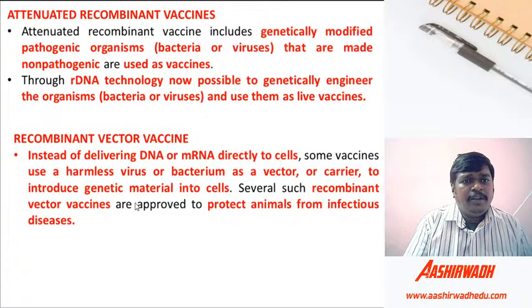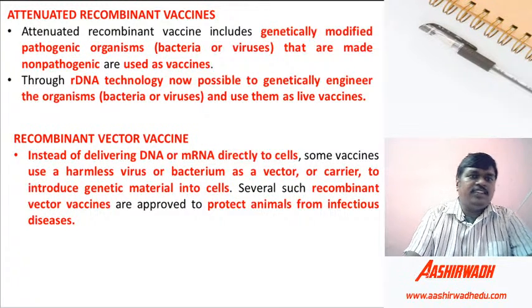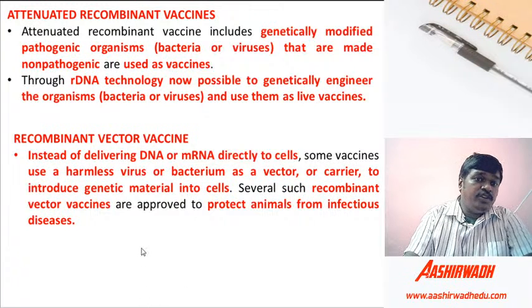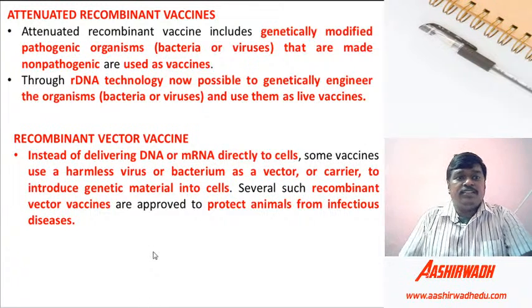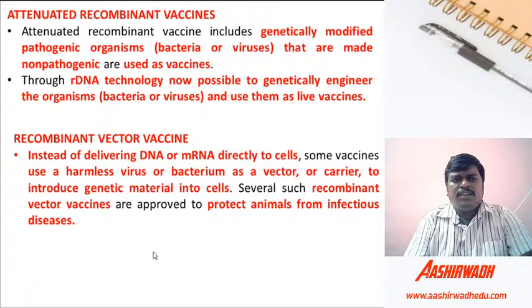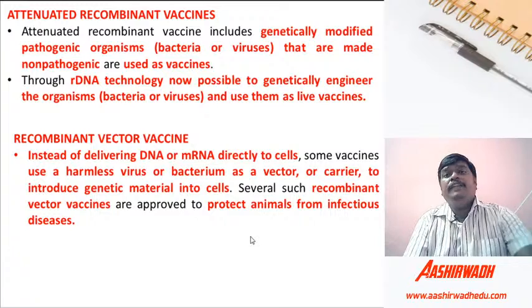Next is the recombinant vector vaccine. Here, instead of delivering DNA or mRNA directly to the cells, they are using vectors from bacteria or harmless viruses. They use a carrier to introduce the genetic material into the cells. The recombinant vector vaccines are mainly to protect animals from infectious diseases.